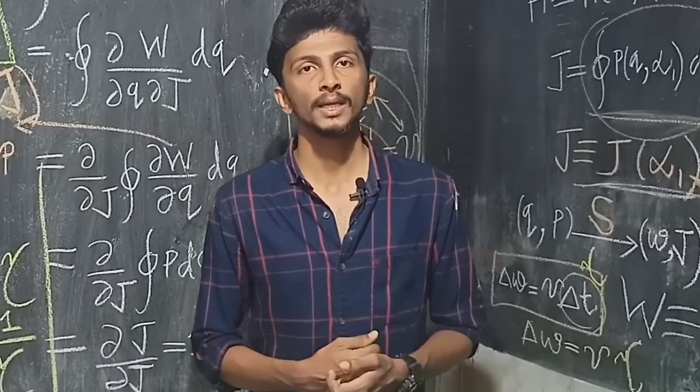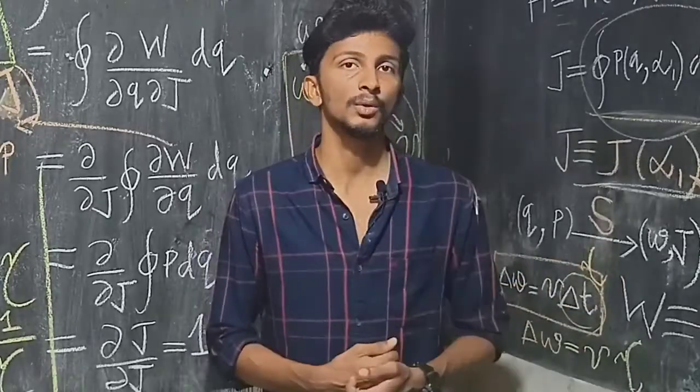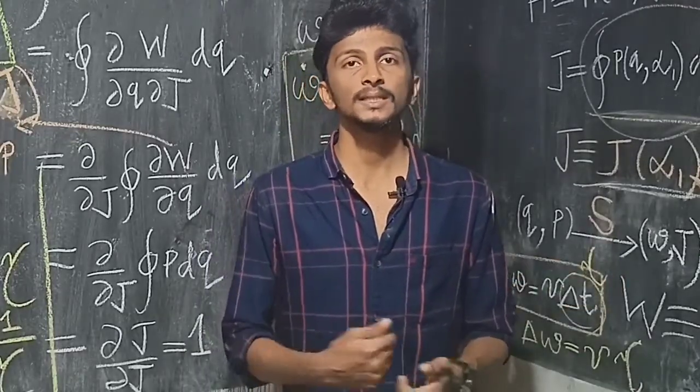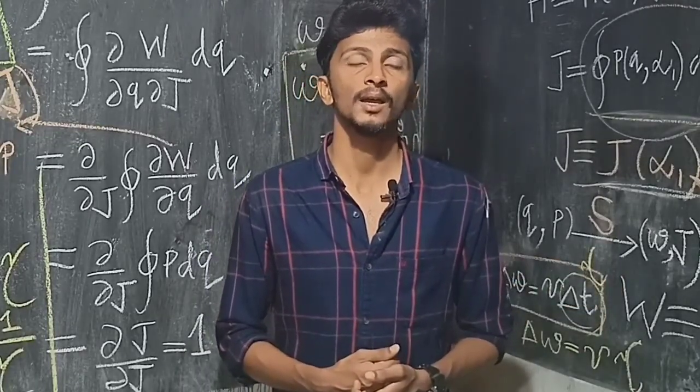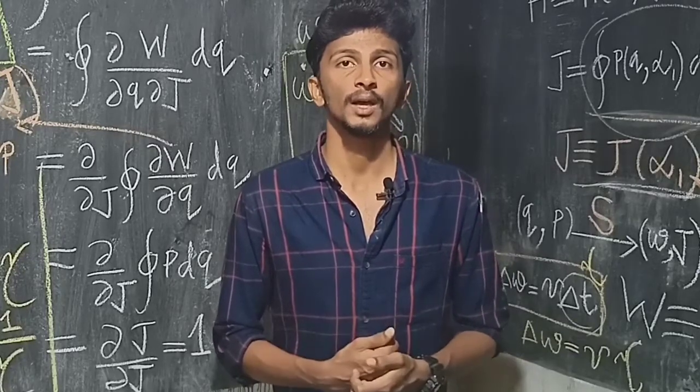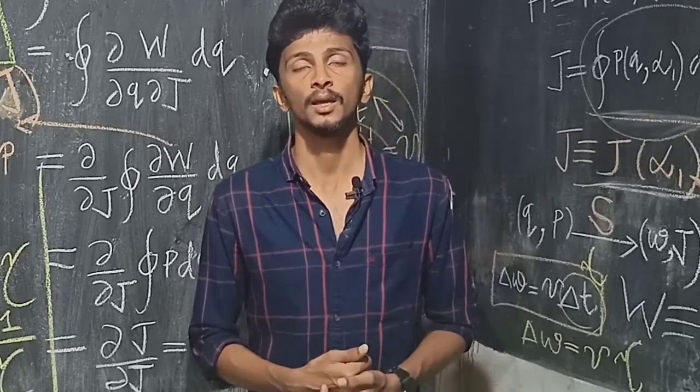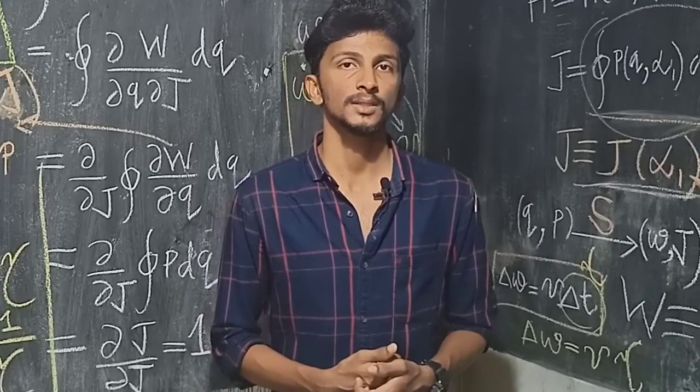You will get a more clear idea about the action angle variables on doing an example. So in our next class we will try to find the period and frequency of the harmonic oscillator by using the method of action angle variables.